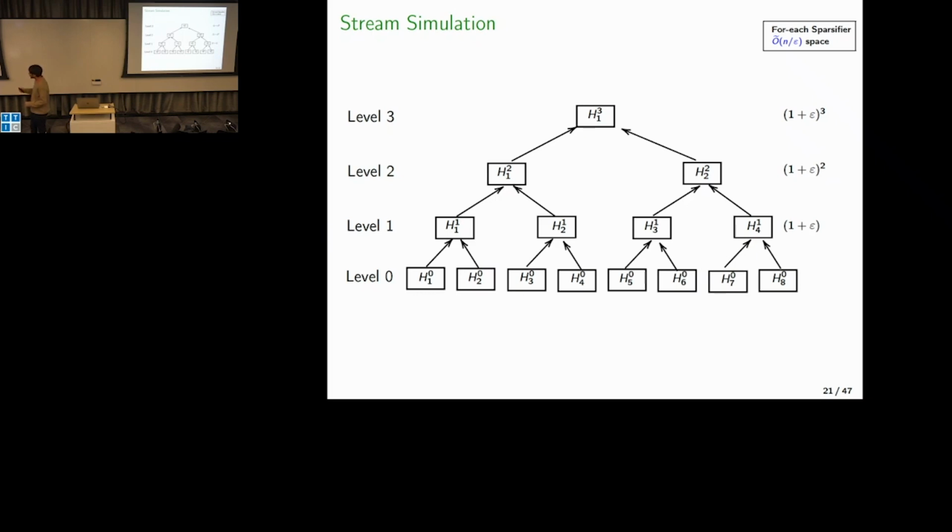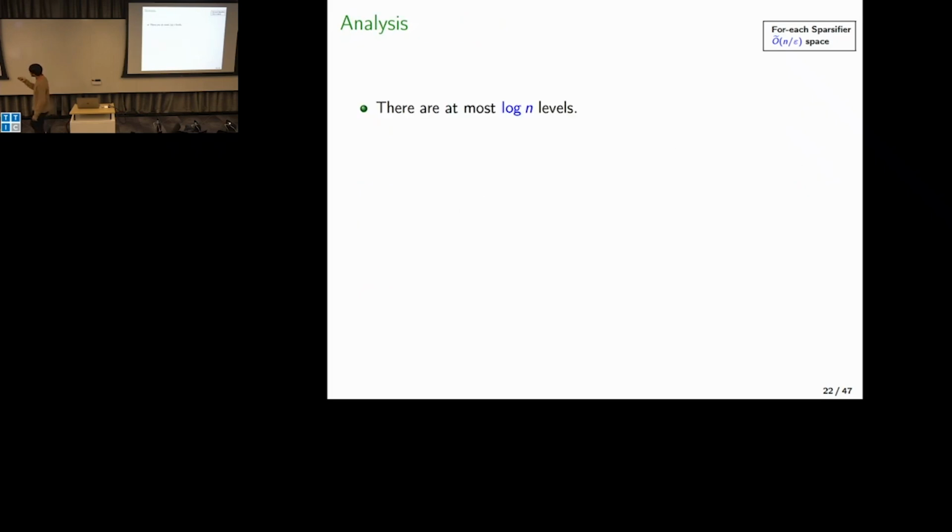Yes. Right? But note that at each level, if I have two sparsifiers, then I will merge them and put them to the next level. So at each level, I can have at most two sparsifiers. Okay? So there are log n levels.